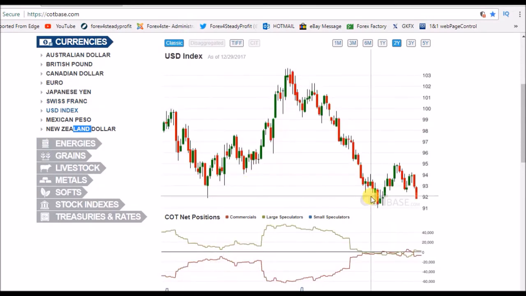US dollar index. We saw a decline in the value of the dollar last week. They didn't like Mr. Trump's tax proposals, amongst other things, and we've seen the dollar fall to just below the 92 mark. But the commercials have got a fairly bullish position on this. This is a 2-year graph, so we are expecting more upside for the dollar.